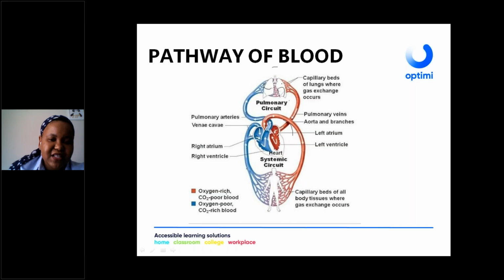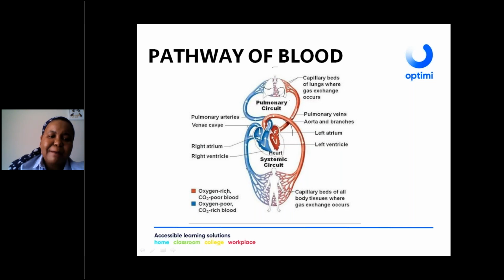When it gets to the lungs, it's going to drop off the carbon dioxide and pick up some oxygen. Where does the oxygen come from? We have inhaled it. Okay, after picking up the oxygen, it's going to go into the pulmonary veins. Veins are now going towards the heart. So when they get to the heart, they will be taken into the left ventricle. From the left ventricle, they will go into the other parts of the body.